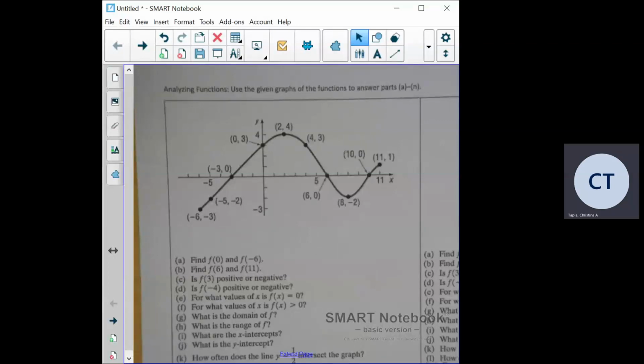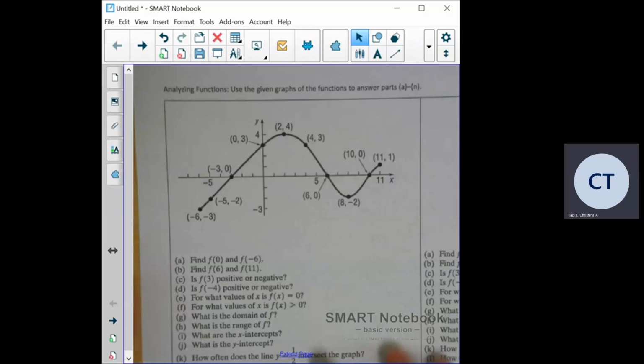So on the analyzing functions page, you saw this back in Algebra 2. It wasn't the exact same graphs, but you've seen this before. I'm going to give you guys 3 minutes. Go through each of the questions and see what you can and cannot answer.